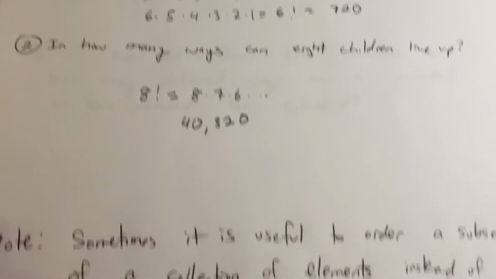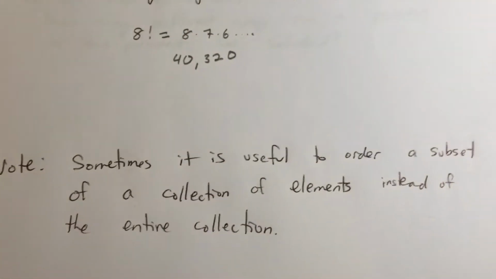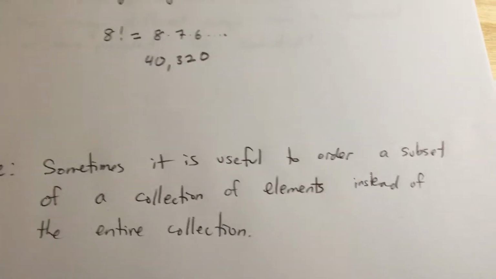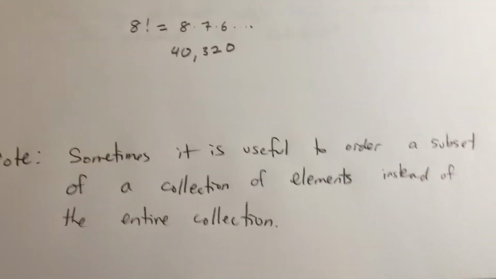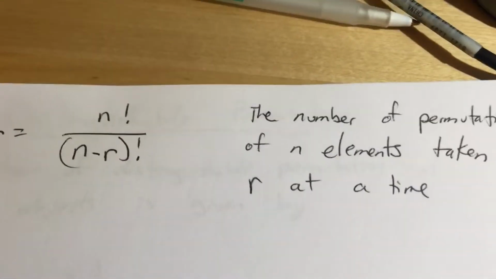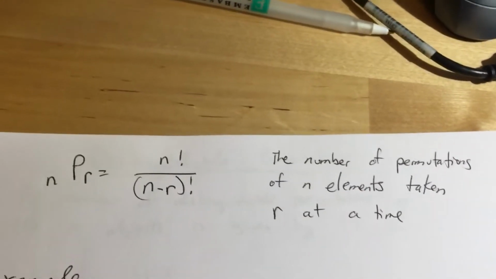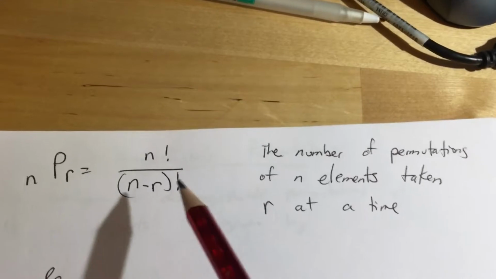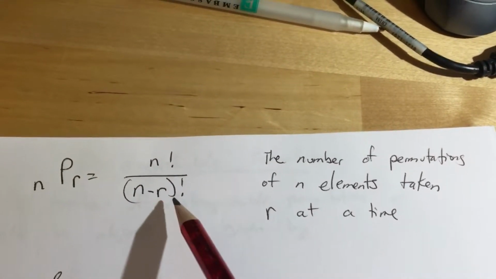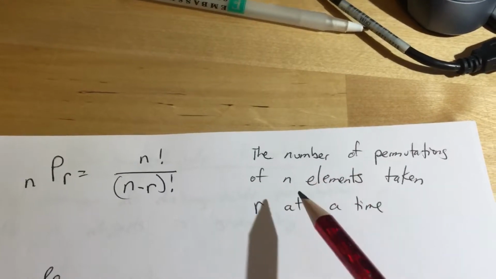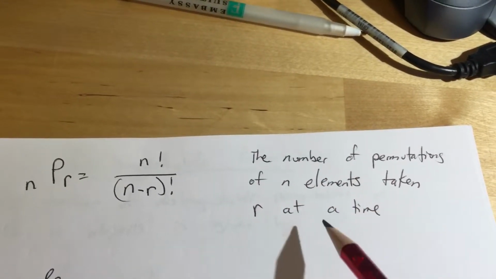But I want you to note that sometimes it is useful to order a subset of a collection of elements instead of the entire collection. What do I mean by that? Well, there's a new formula that we're going to learn about, and it looks like this. The permutation nPr equals n factorial all over n minus r factorial. This is the number of permutations of n elements taken r at a time.